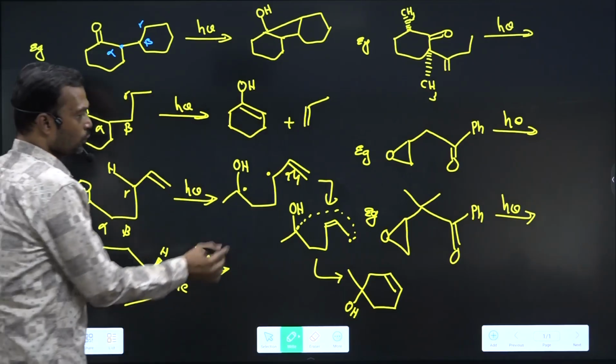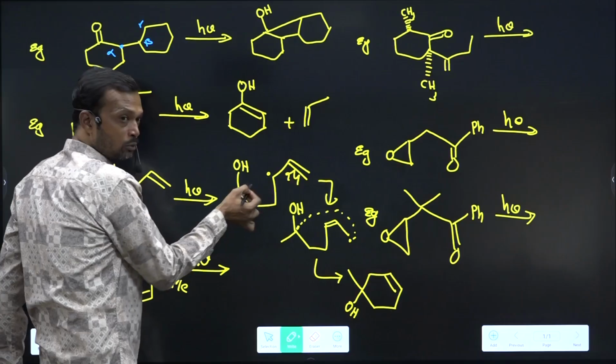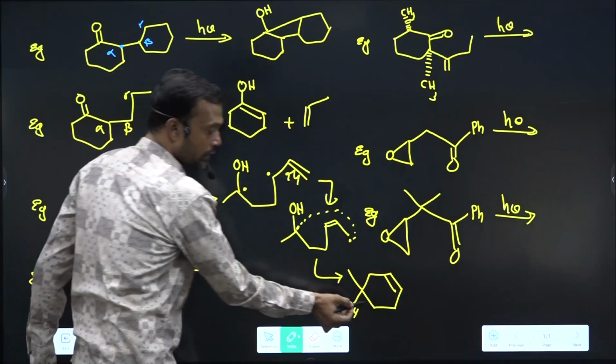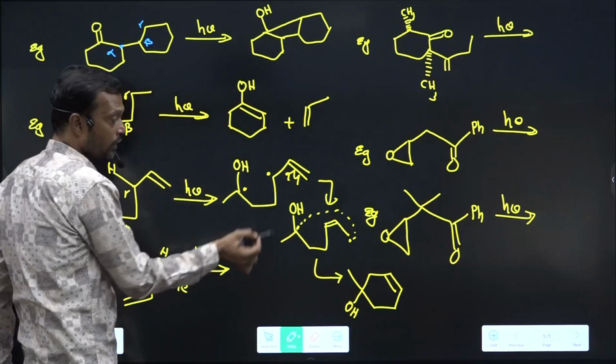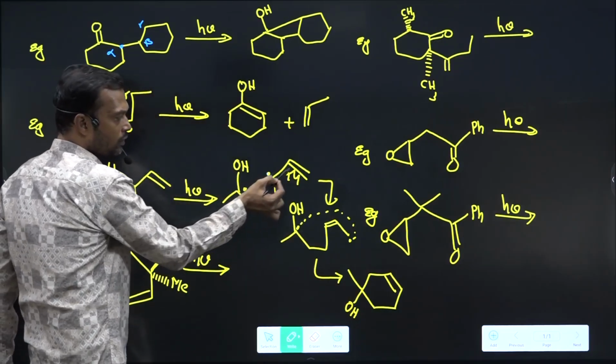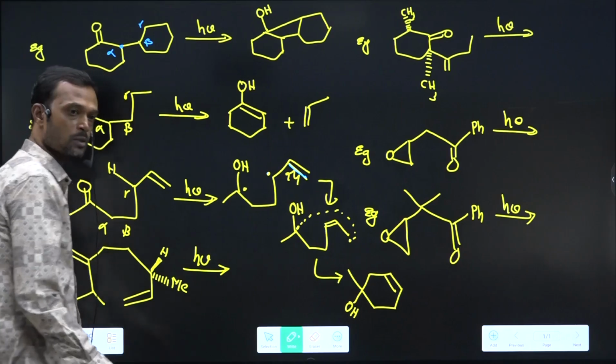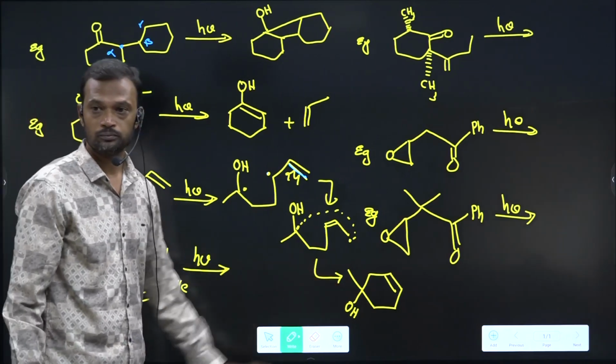Generally 1,4 will give cyclobutane. But right now what are you getting? Cyclohexanol. Cyclohexanol is formed only when the 1,4 biradical has one double bond. If a conjugated double bond is present, you will get cyclohexanol.